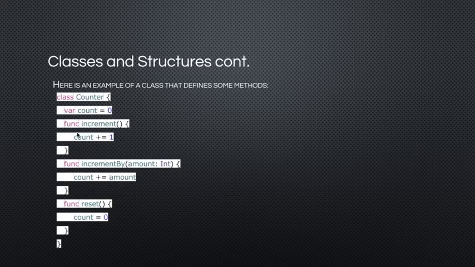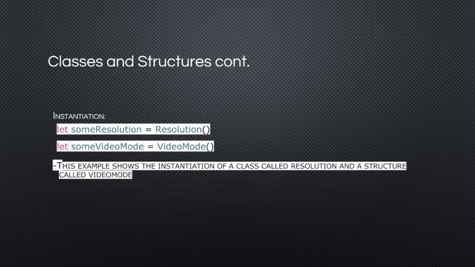The methods are just defined just how functions are in any other place in Swift. So there's some methods defined. There's some other stuff defined. Instantiation is just as easy as declaration.